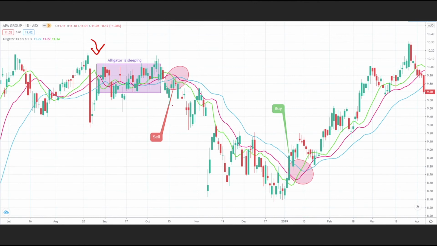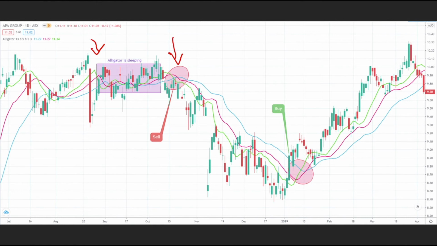Then you can see here that this is a point where the candle opened and closed below all three lines, and the fast moving average has crossed the two slower moving averages. This would be a sell signal. And as you can see, the lines start to move down and diverge, which confirms the downtrend.